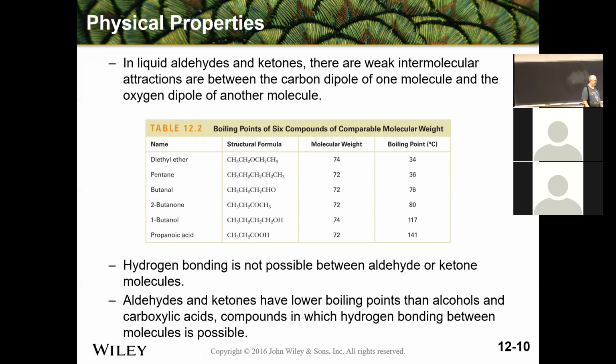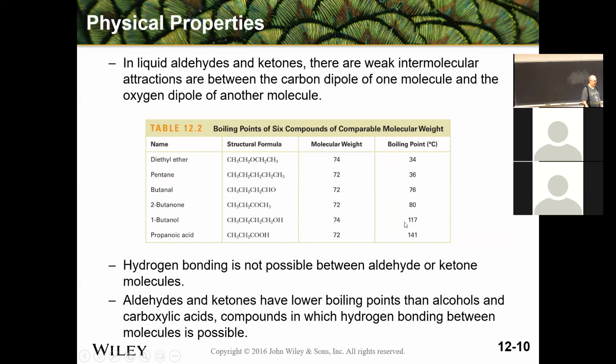Okay, so these compounds all have very similar molecular weights. Here we have diethyl ether, or ethyl ether. Its boiling point is 34. Pentane, 36 Celsius. Butanal now is 76. And 2-butanone, same molecular weight, very similar boiling point. Again, dipole-dipole interactions.